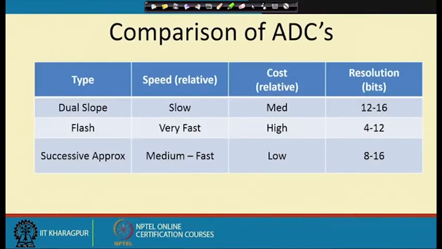If you compare between the ADCs, then these dual slope ADCs are a bit slow, flash ADCs are very fast, and successive approximation are medium fast. Cost: dual slope is medium cost, flash ADC is high cost, and successive approximation is low cost. Resolution: dual slope is 12 to 16 bit, flash ADC is 4 to 12 bit, and successive approximation is 8 to 16 bit.